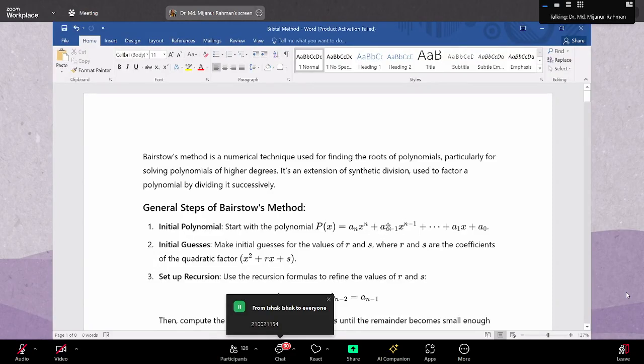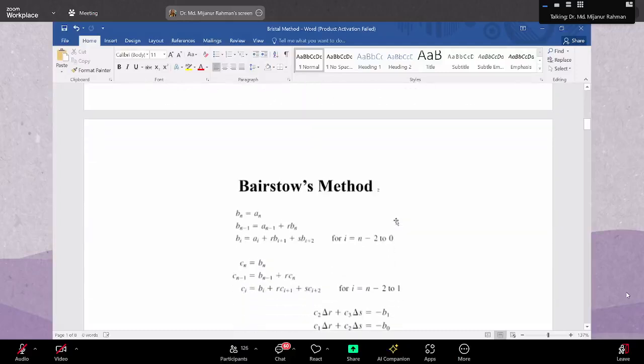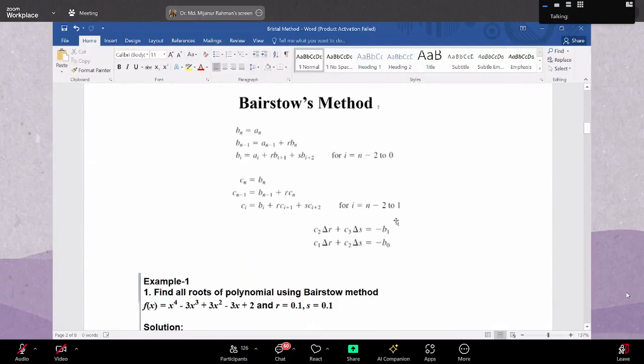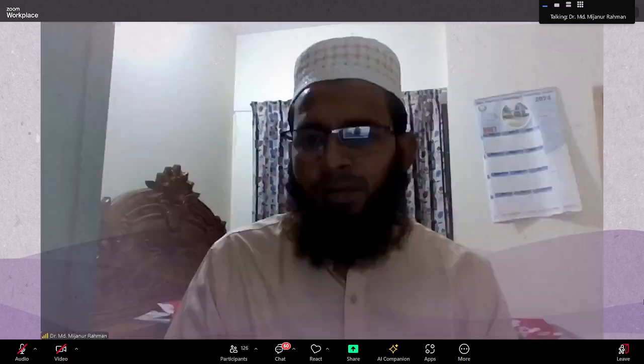In the previous class we studied this. Again we are studying here to solve the problem. So any question, how many do we have? I am just stopping the share.